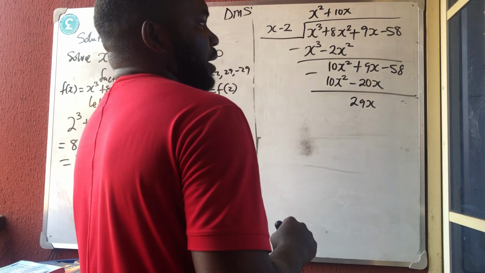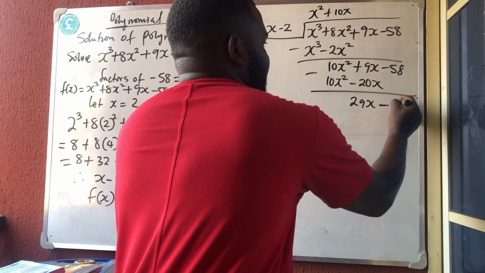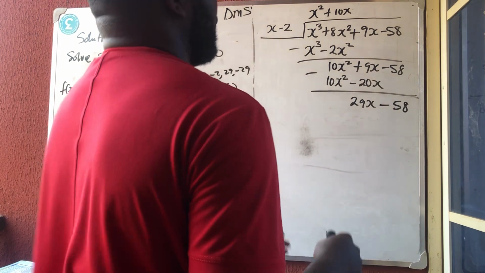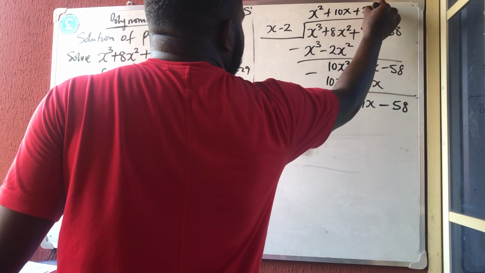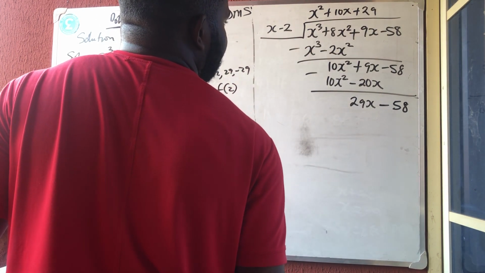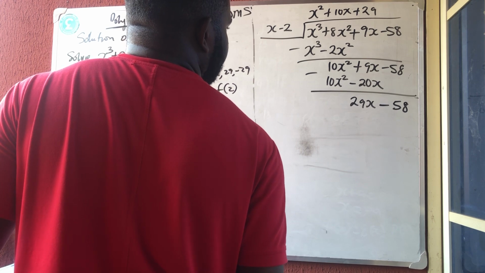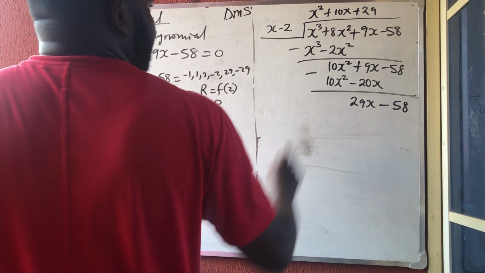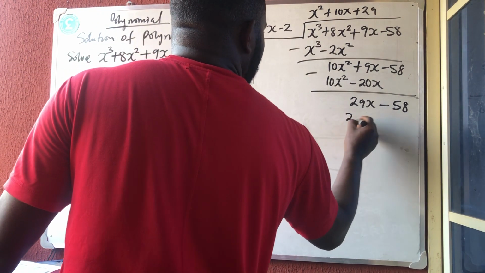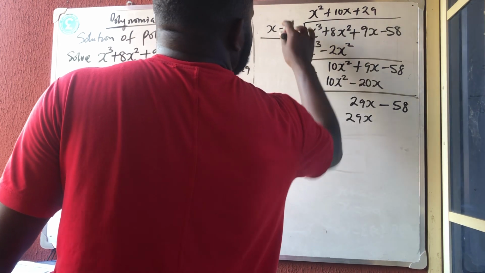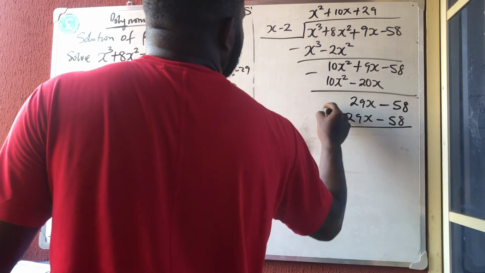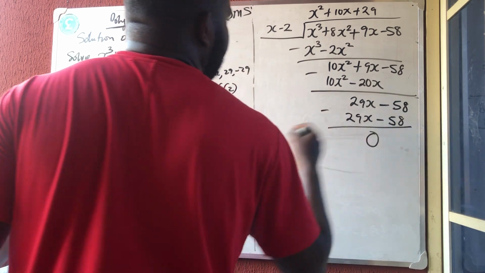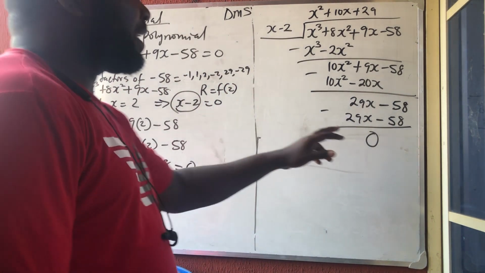29x. Are you getting it? Then minus 58. So let's go again. This divided by this, I'm having plus 29. This time I'm having 29x, and this time minus 58, right? Okay, so this minus this is 0. Everything is giving me 0. You see that the remainder is 0.